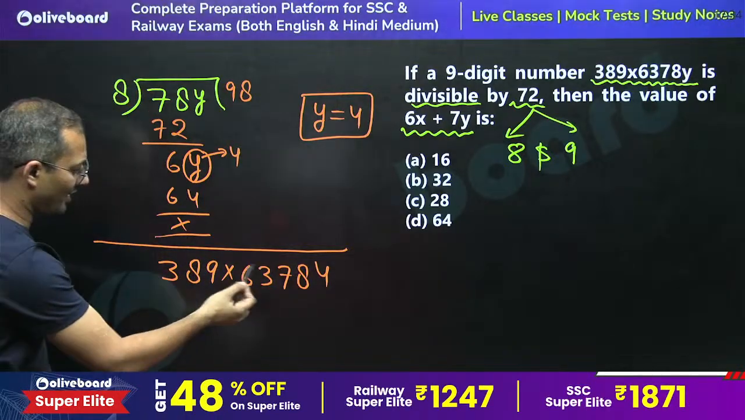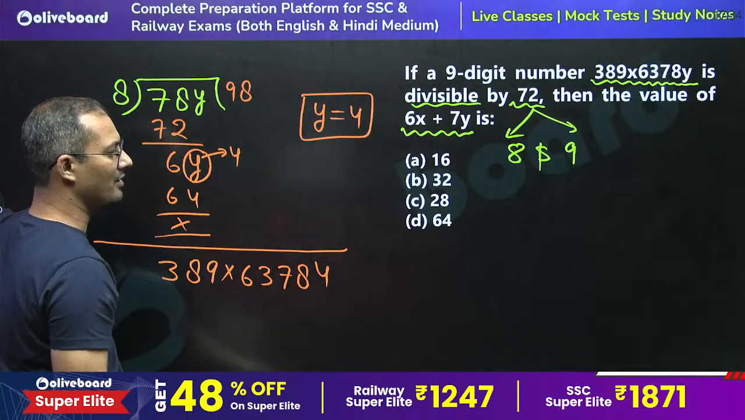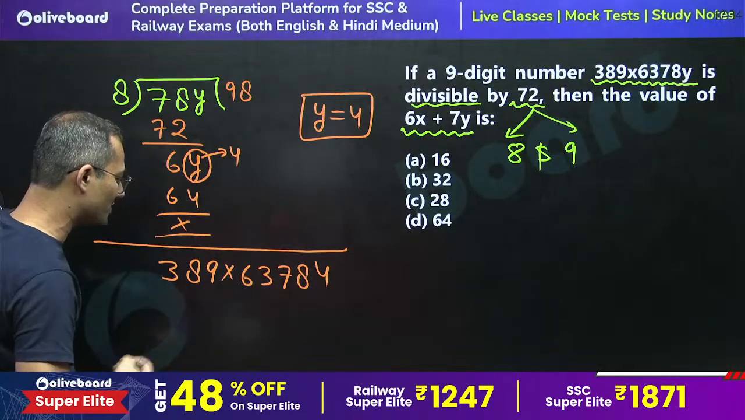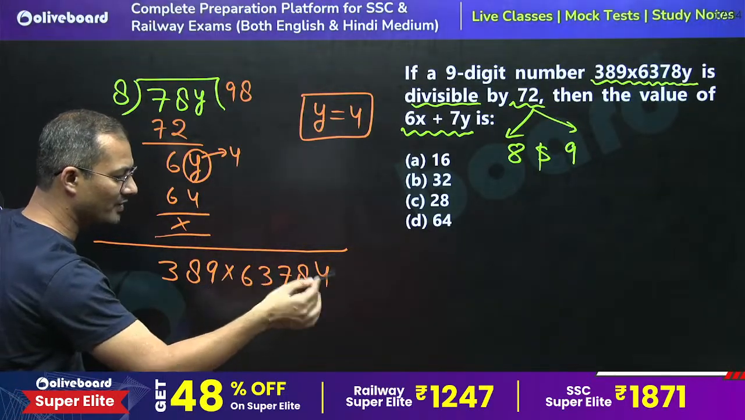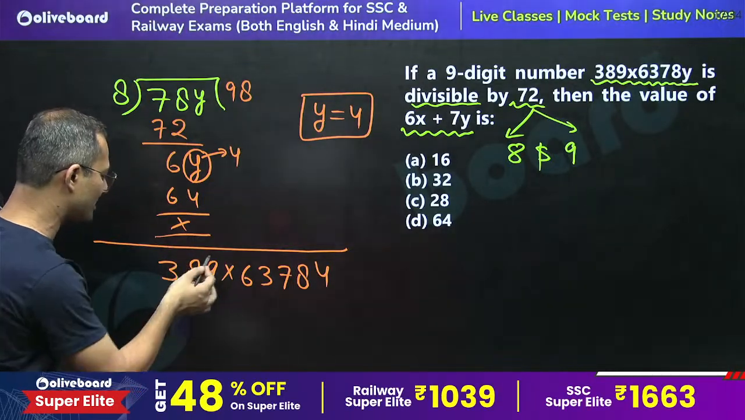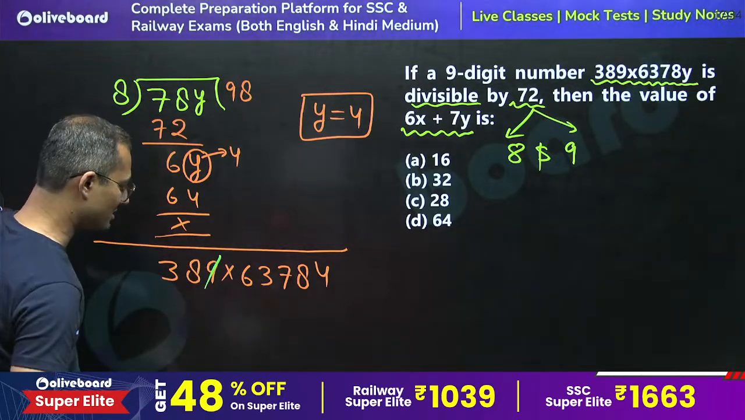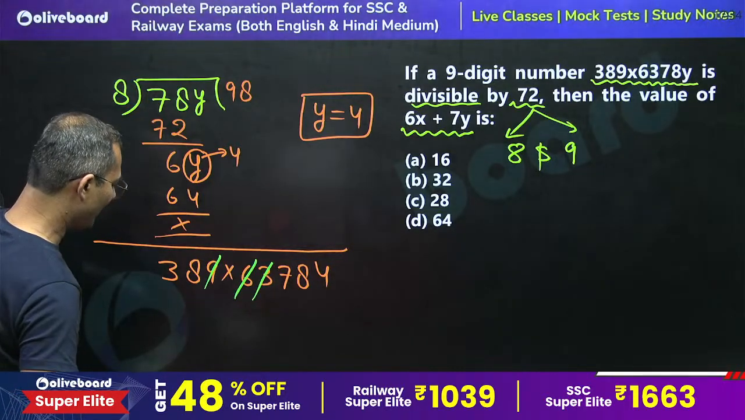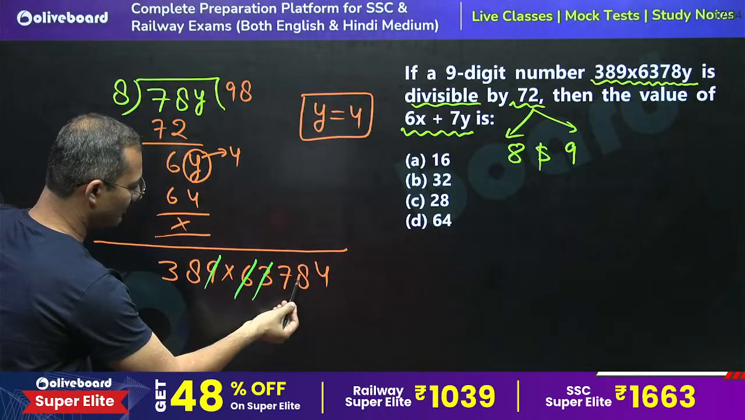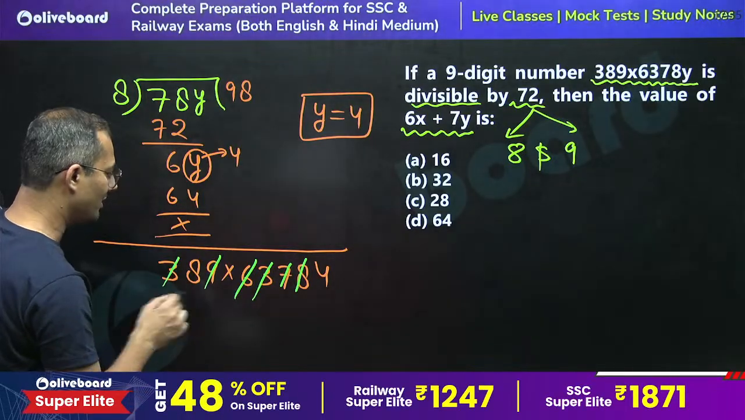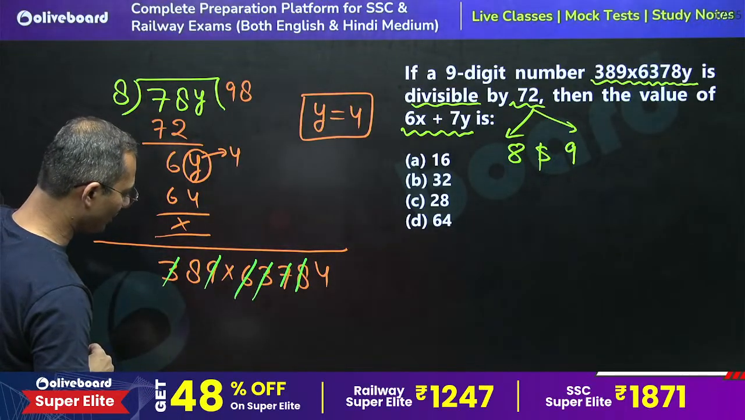So, reducing our efforts, we are removing the numbers which are completely divisible by 9. See, 9 is divisible by 9, just ignore it. 6 and 3, 9, divisible, yes. 8 and 7, 15, 15 and 3, 18. So this is completely divisible by 9, no problem.